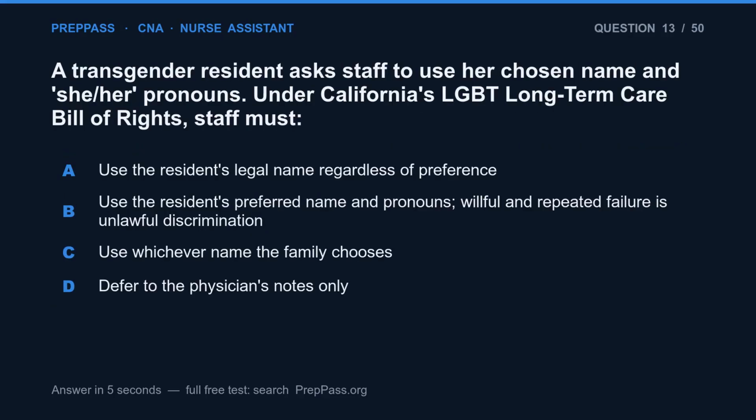Question 13. A transgender resident asks staff to use her chosen name and she/her pronouns. Under California's LGBT Long-Term Care Bill of Rights, staff must: A. Use the resident's legal name regardless of preference. B. Use the resident's preferred name and pronouns. Willful and repeated failure is unlawful discrimination. C. Use whichever name the family chooses. D. Defer to the physician's notes only.